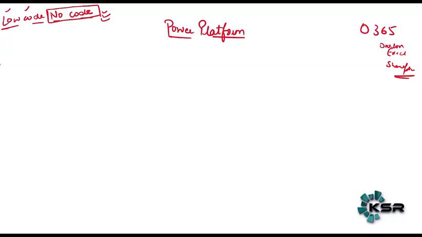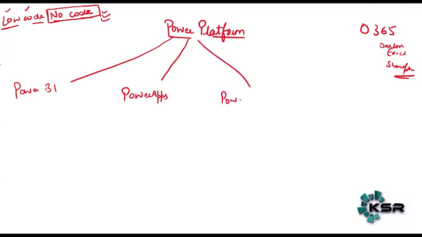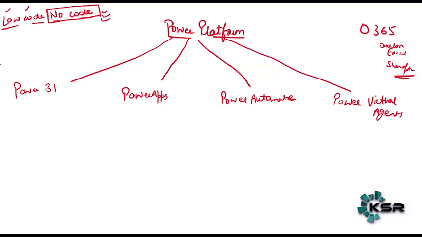Cool. So now let's jump one level deeper into the Power Platform. Power Platform has these components. First one is Power BI. Then you have Power Apps. Then you have Power Automate. The last one you have is Power Virtual Agents. It is now called Copilot Studio. So these are the four vital components of Power Platform: Power BI, Power Apps, Power Automate, and Power Virtual Agents.